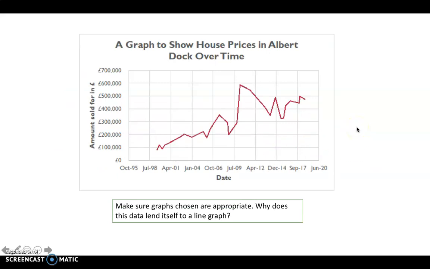Here the student has looked at house prices in the Albert Dock, and they've looked at that over time, so they decided to use a line graph for that, which again is an appropriate technique because it shows change over time.